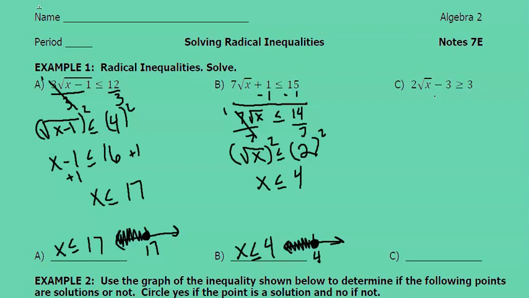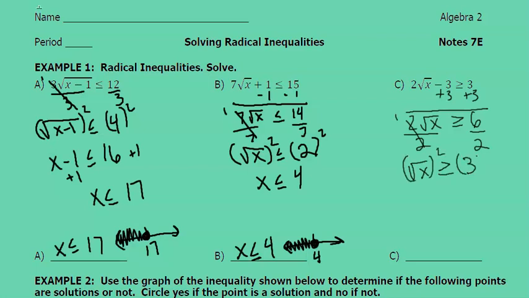C. 2 square root x minus 3 is greater than or equal to 3. Let's add 3 to each side to start isolating that square root. To further isolate that square root, we can divide each side by 2, and then you have the square root of x is greater than or equal to 3. Exponentiate each side by 2, and then we have x is greater than or equal to 9.